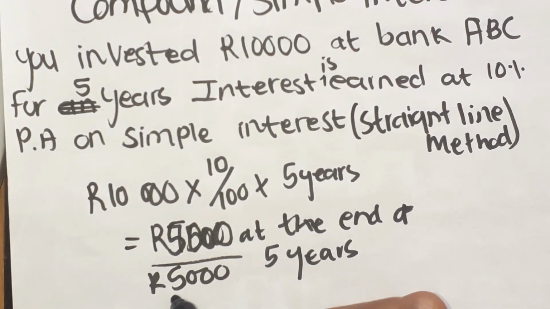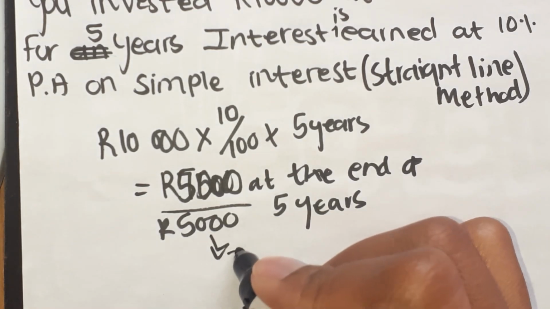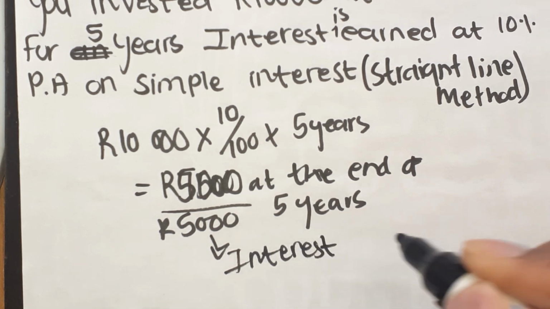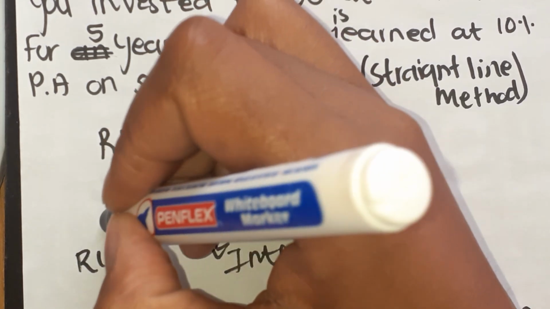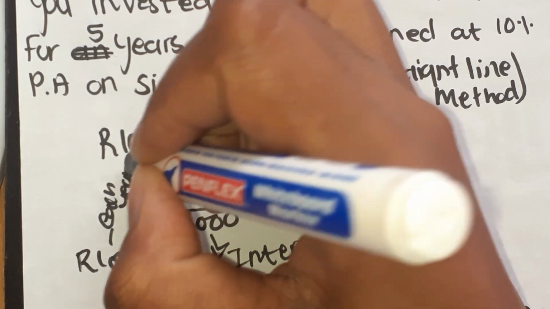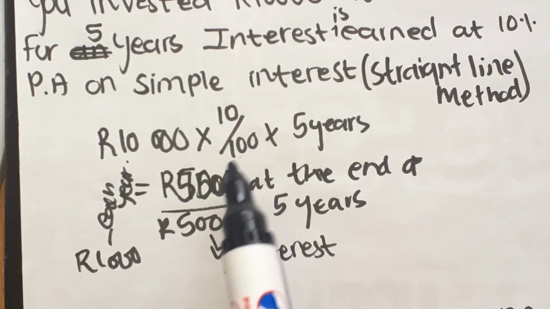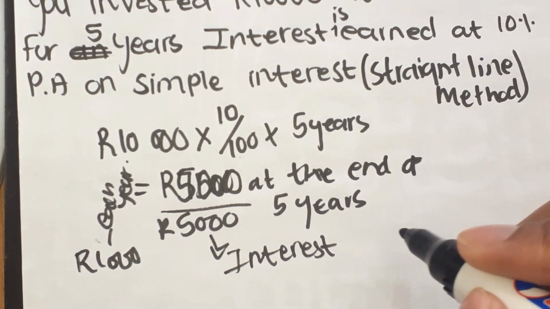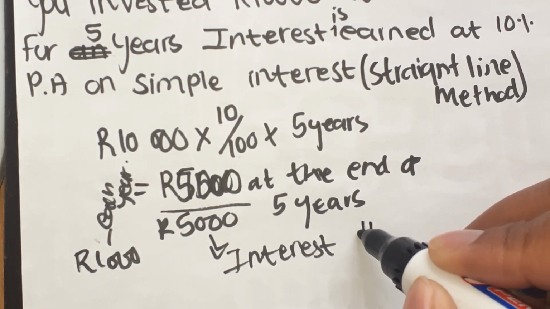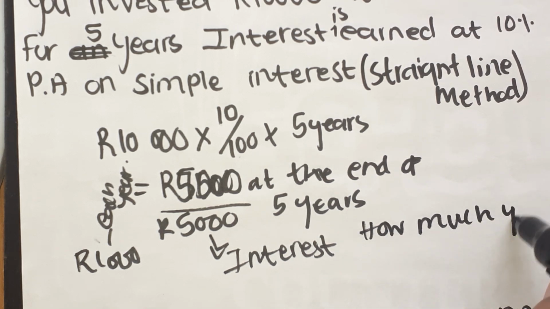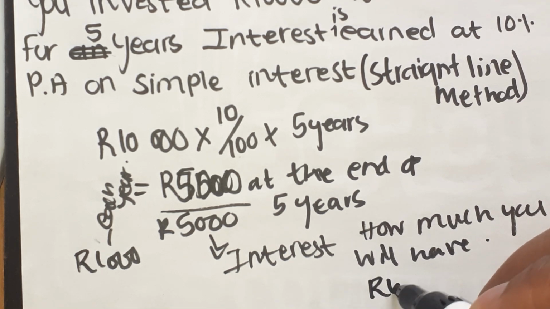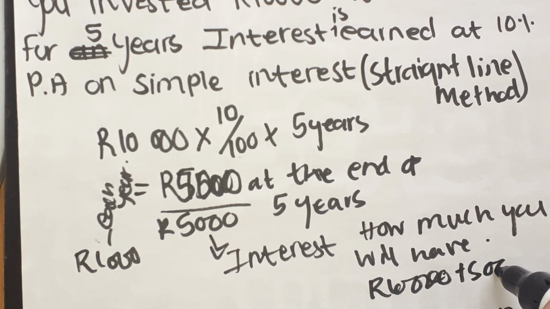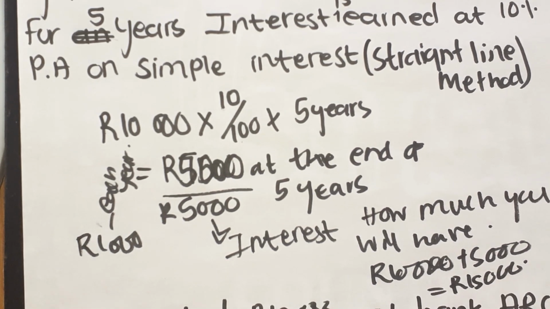So this 5,000 rand is interest. It's the interest that you'll earn for 5 years, but 1,000 rand is the interest you earn each year, right? When you say 10,000 times 10%, you get 1,000 as the interest every year. So how much will you have at the end of 5 years? It's the 10,000 that you initially invested plus the 5,000 interest, which is now 15,000 that you will have at the end of 5 years.